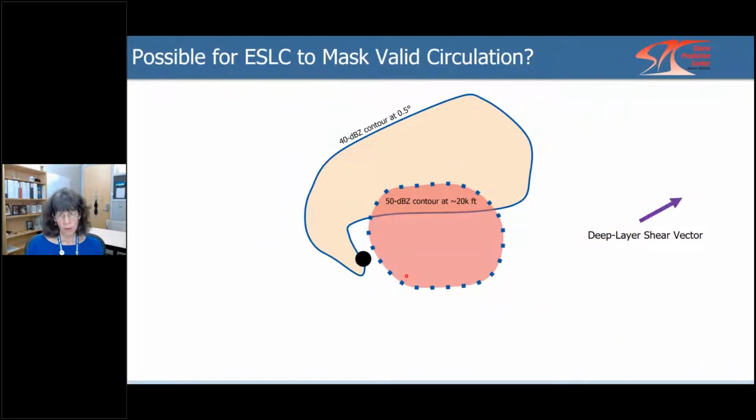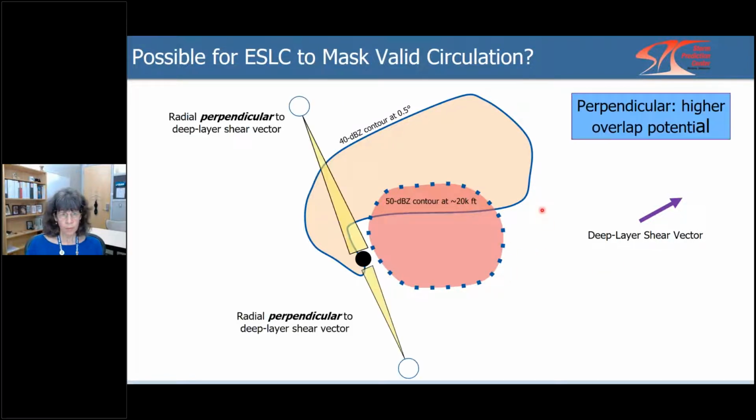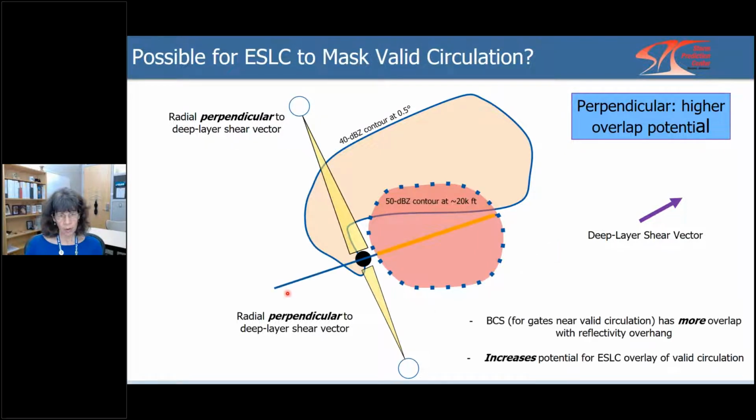On the other hand, same shear vector, same storm. This time we've got radar radials that happen to be nearly perpendicular to this shear vector. So what happens when you draw the cross section? Now we're capturing more of this overhang, and this increases the chance of having sidelobe contamination interfering with a valid circulation.